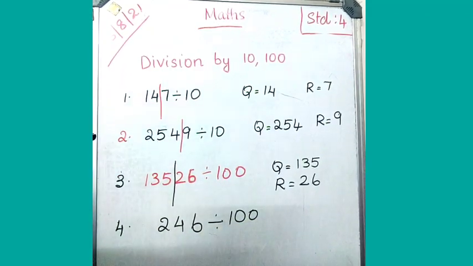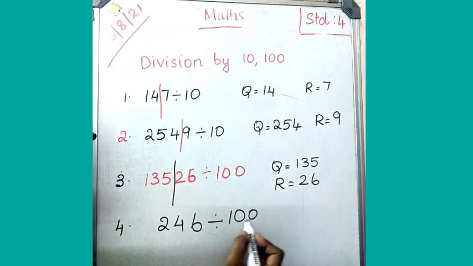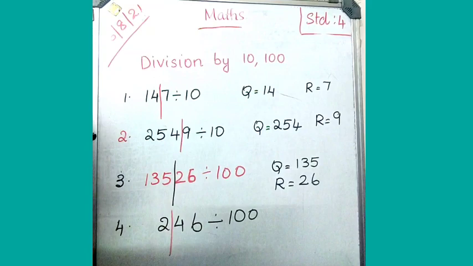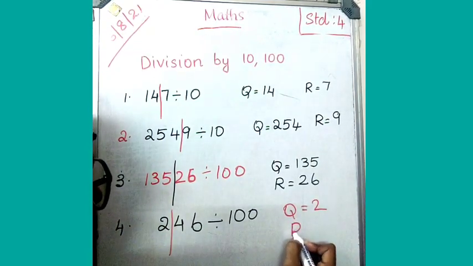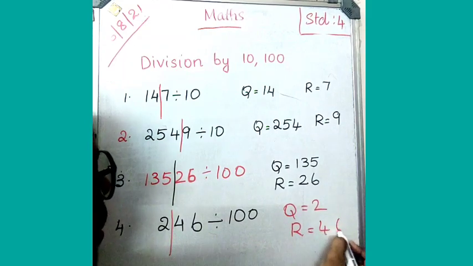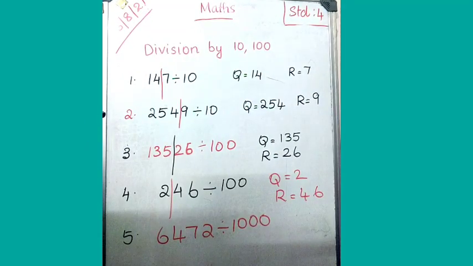Then look at the fourth question. 246 divided by 100. How many digits go as a remainder? Yes, we have to take 2 digits as the remainder, as there are 2 zeros. Quotient equal to 2, remainder equal to 46. Look at the fifth question, 1000.